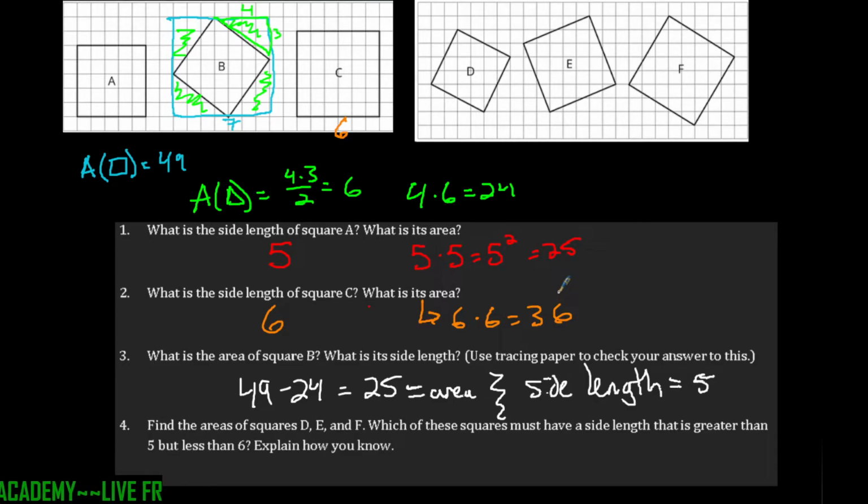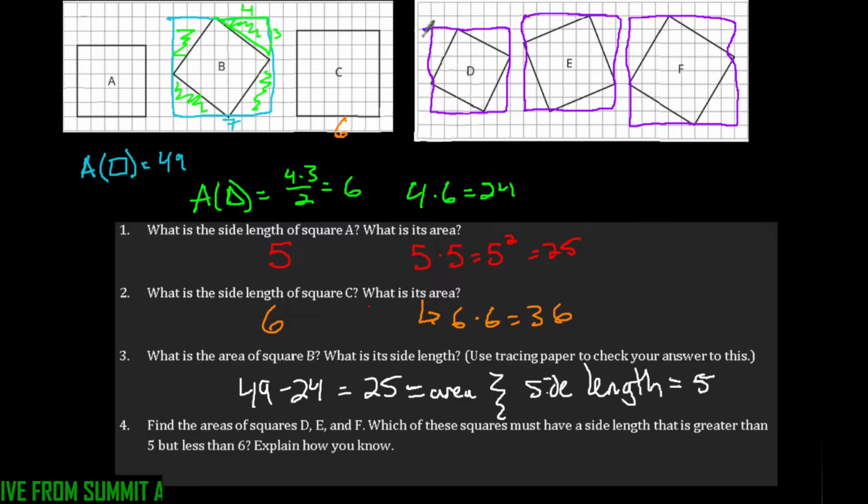Then it says for number 4, find the areas of squares D, E, and F. Which of these squares must have side lengths that are greater than 5 but less than 6? Explain how you know. So let's find some of these areas. Let's do it in purple now. So let's draw the box around each of these squares. Something like this maybe.